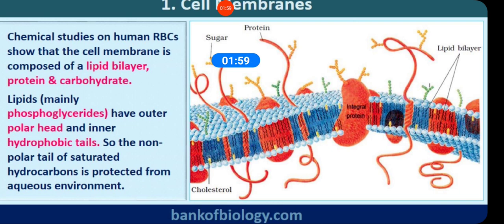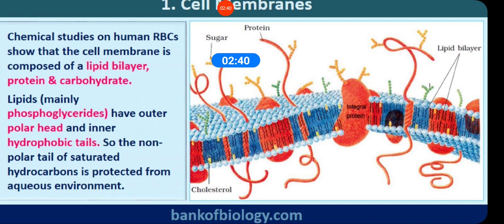And the lipids are mainly phosphoglycerides, which have an outer polar head, and inside they have a hydrophobic tail. We call the polar head hydrophilic, and the inner one is hydrophobic, meaning it is not soluble in water. That is the polar hydrophilic end and the non-polar hydrophobic end. So the non-polar tail of saturated hydrocarbons is protected from the aqueous environment. Why? Because it is non-polar.